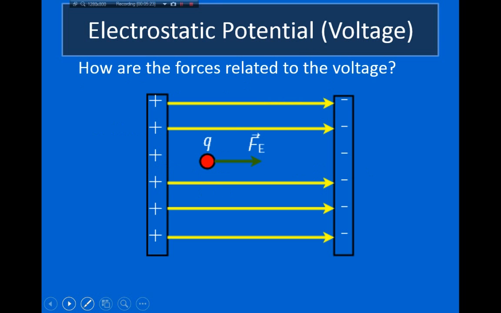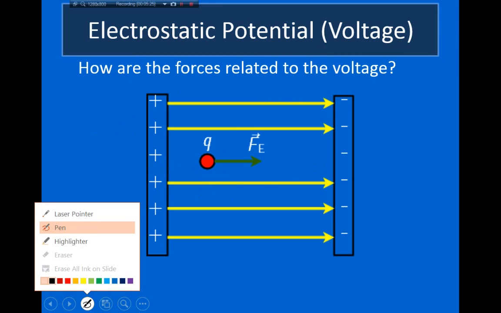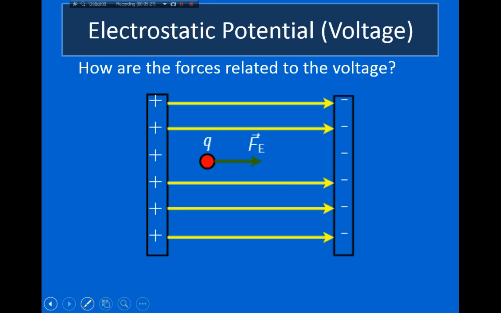Now, one last thing I want to look at before we go ahead and start looking at examples is how the potential is related to the force that is exerted on a charged particle. In this example here, I show a positively charged particle that's placed between the plates of a capacitor. And we have these electric fields that are going from the positive charges to the negative charges. And remember that the electrostatic force is equal to the charge times the electric field.